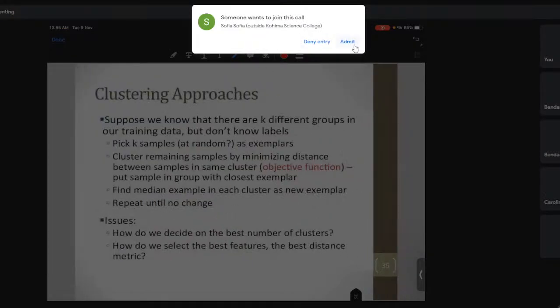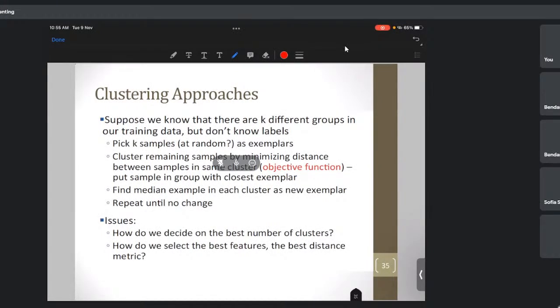Okay. So these are the clustering approaches and the issues. Here you can see the issues: how do you decide the best number of clusters? That is a very big issue. And how do you select the best features? So these are the main issues that we can think of in the case of data clustering.